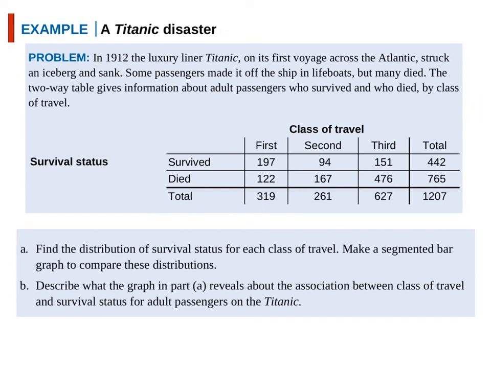All right, here's where we're going to work through an example of creating a segmented bar graph, if you care. So we're going to use an uplifting example of the Titanic disaster. Ooh. So in 1912, the Titanic sunk. We know this. Some passengers made it off the ship in lifeboats, but many died. So there's this two-way table that gives information about adult passengers who survived and who died by their class of travel. So that's first class, second class, and third class. So let's find the distribution of survival status for each class of travel and make a segmented bar graph from those, and then we'll talk about any kind of association there might be.